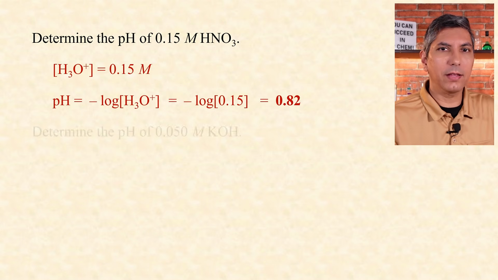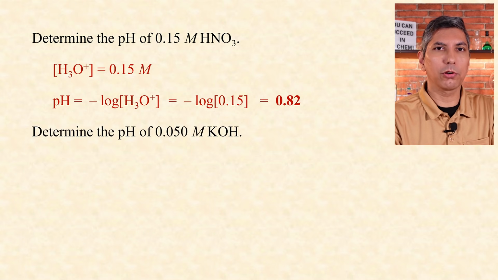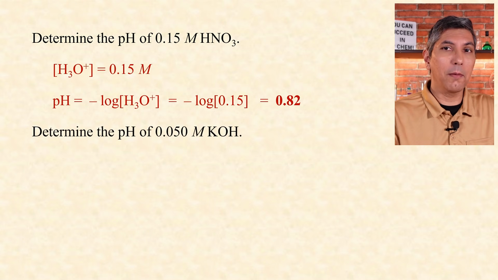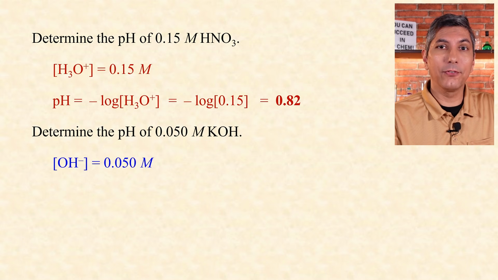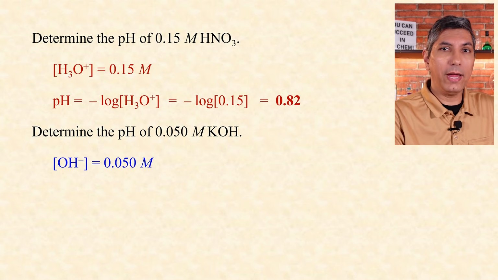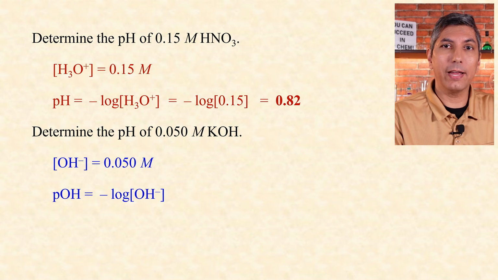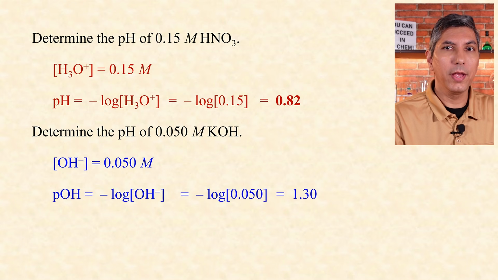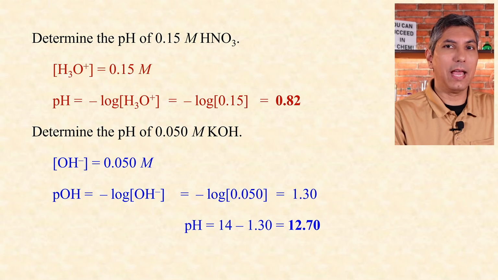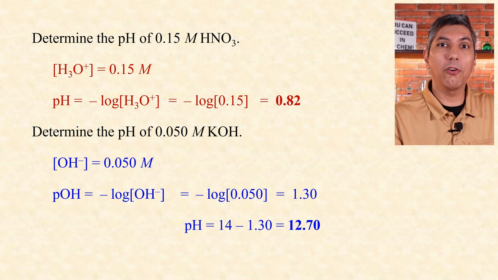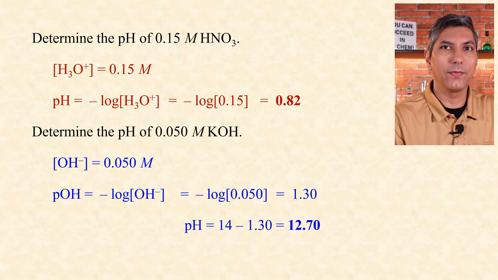For a strong base like 0.05 molar potassium hydroxide, the compound is 100% dissociated, so the hydroxide concentration is 0.05 molar. To find the pOH, we just take negative log of the hydroxide concentration, which is equal to 1.30. If we want to find the pH, we have to take 14 minus that pOH, which equals 12.70.